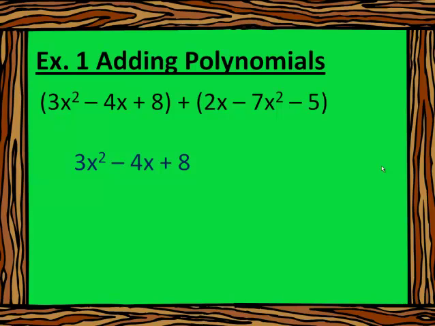So, the first thing I do is make sure that my polynomial is written in descending order based on the exponent of x. So if you notice, 3x squared minus 4x plus 8 was already written in descending order, so I can just rewrite that. Then I have to rewrite my second polynomial right below that, making sure that it's also in descending order.